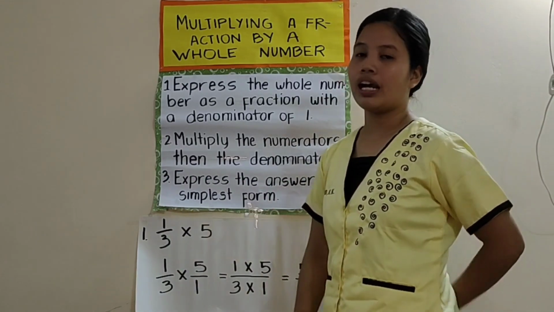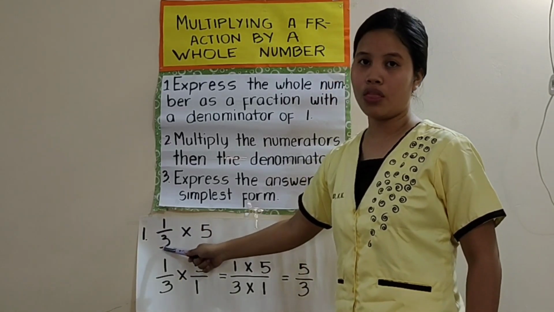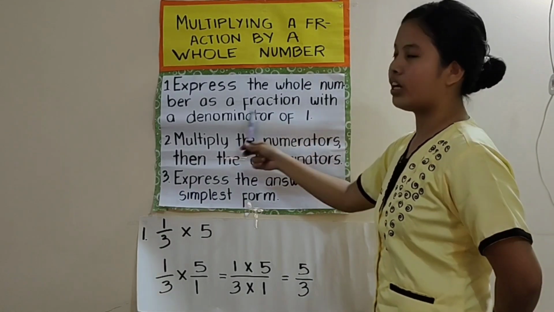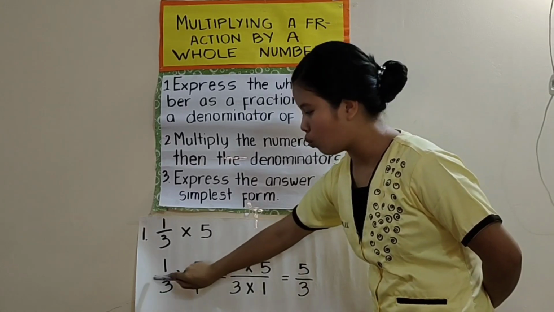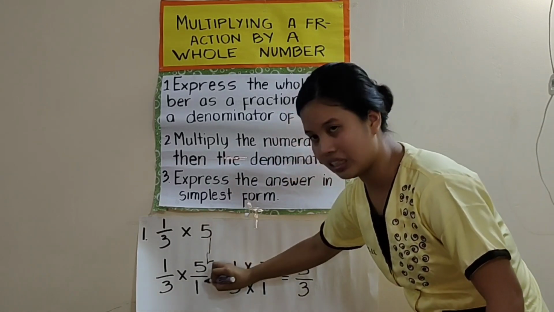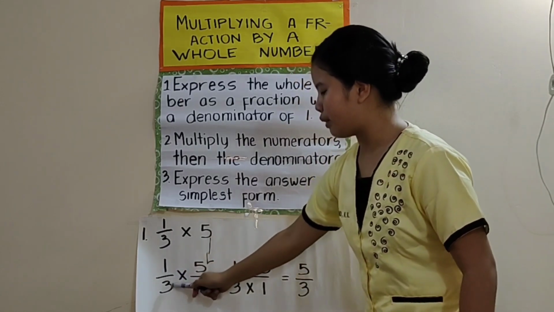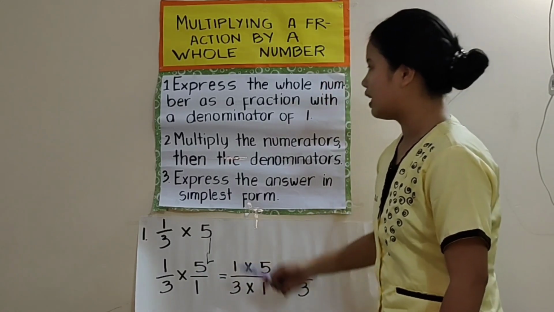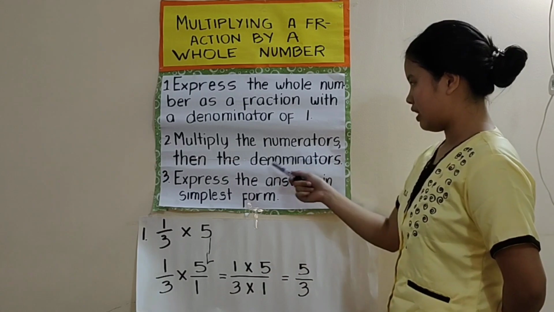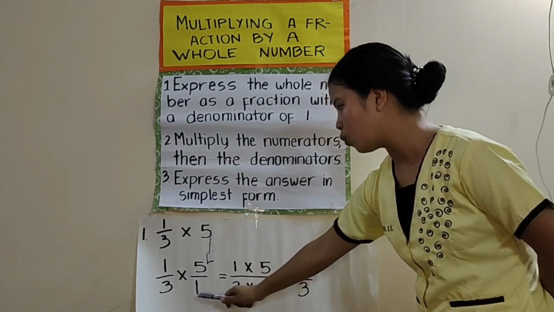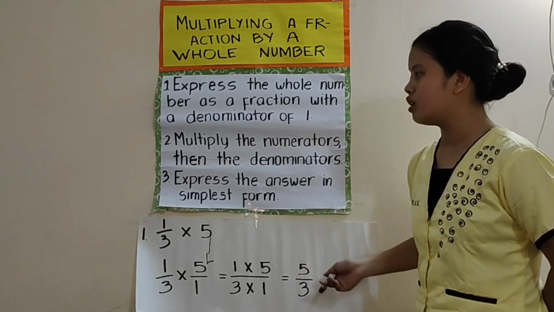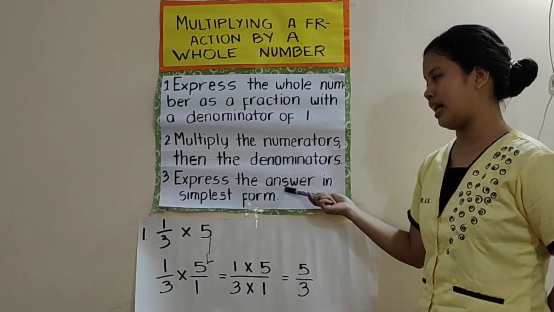Okay, so we have here another example. 1/3 times 5. Now it says here to express the whole number as a fraction with a denominator of 1. So we have 1/3 times 5 with a denominator of 1. So we have 1/3 times 5/1. Next is to multiply the numerators. So 1 times 5 is 5. Then the denominators. 3 times 1 is 3. Now the answer is already in the simplest form.